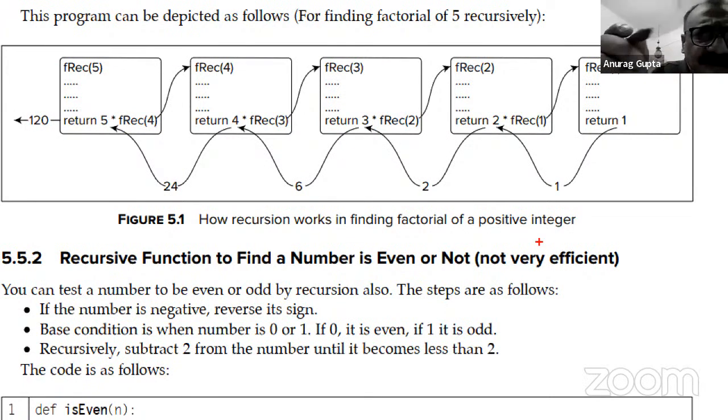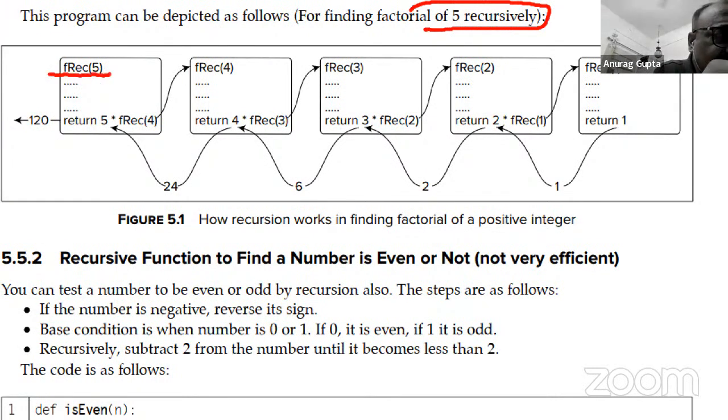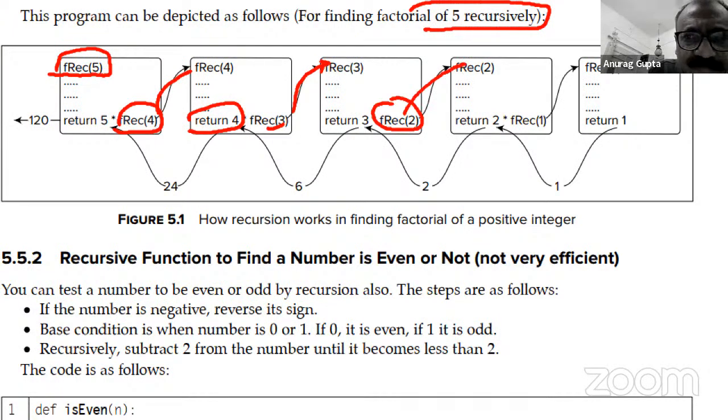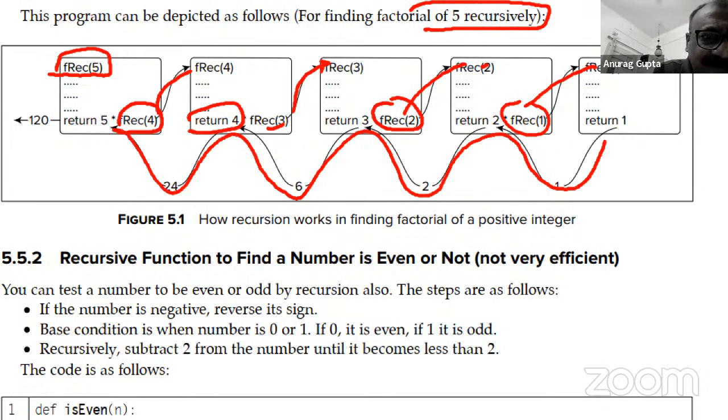So see, this is a factorial of 5 recursively. I'm calling with frec 5, and it returns 5 into frec 4. So it is called here, returns with frec 3. This goes here. Then returns with frec 2. It goes here. Then with 1 goes here, terminates at 1, then 2, then 6, 24, and finally 120. So this is how the function works.